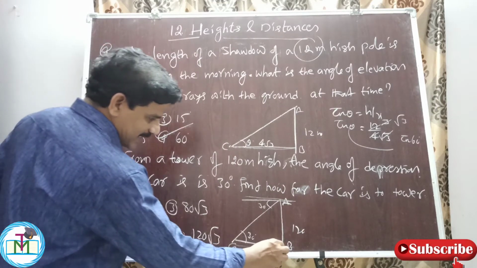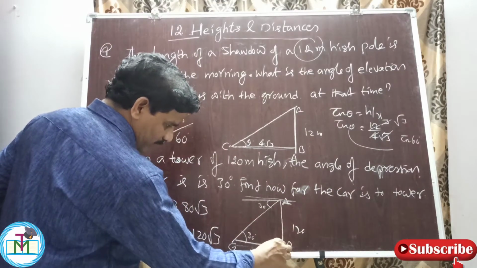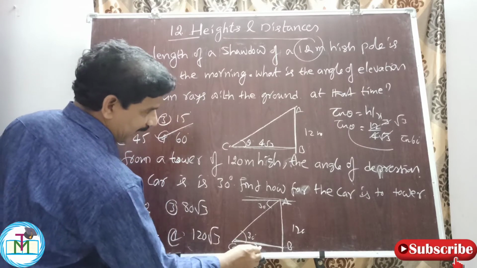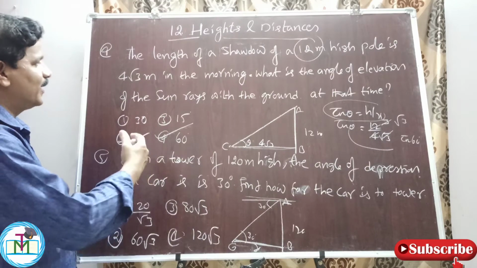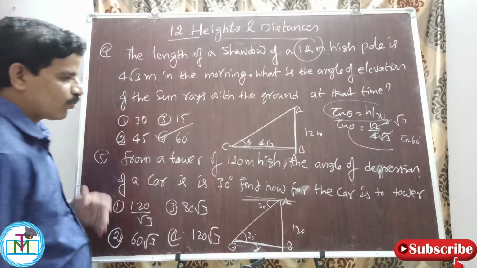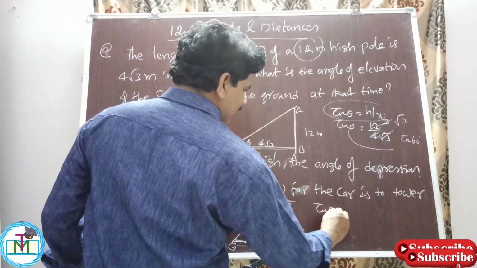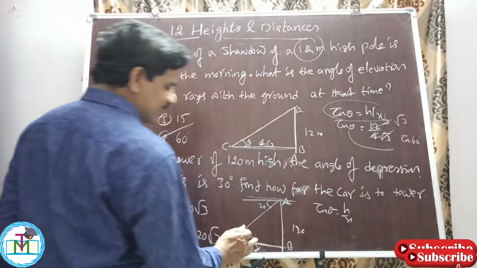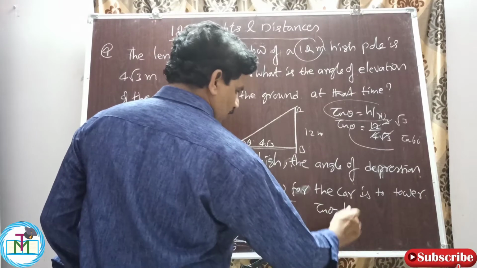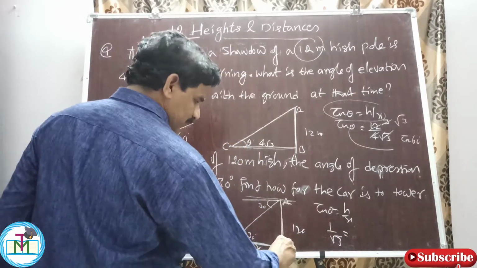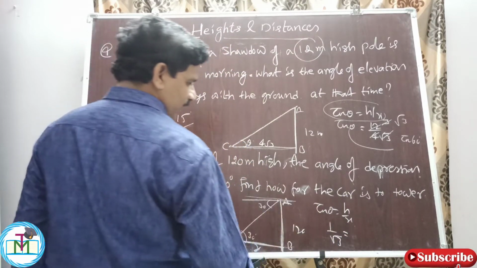So I have to find the distance between the foot of the tower to the car, which is x. A single formula solves all problems of this type. Now tan theta is equal to h by x. What is x? Tan 30 is equal to 1 by root 3. H means the height of the tower from where you are looking at the car.